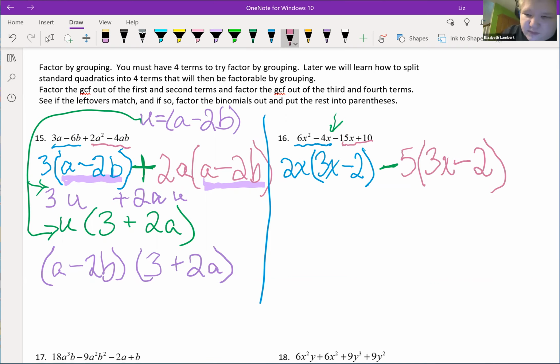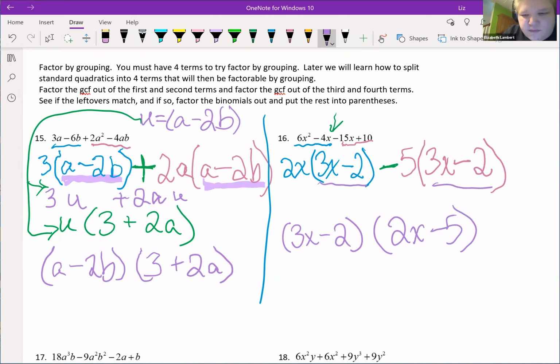But for factoring, now we have ugly. 3x minus 2 is ugly. Ugly up front, 3x minus 2. Leftovers, 2x minus 5. And sometimes I like to double check. 2x times 3x would be 6x squared. -2 times -5 will be +10. So the outer and the inners should match as well. I don't like doing the whole thing because I'm lazy, but that's at least a quick check.